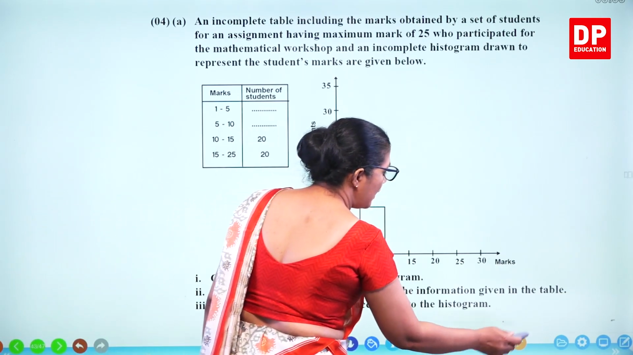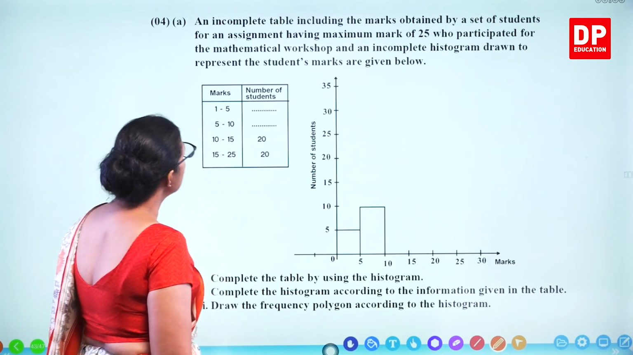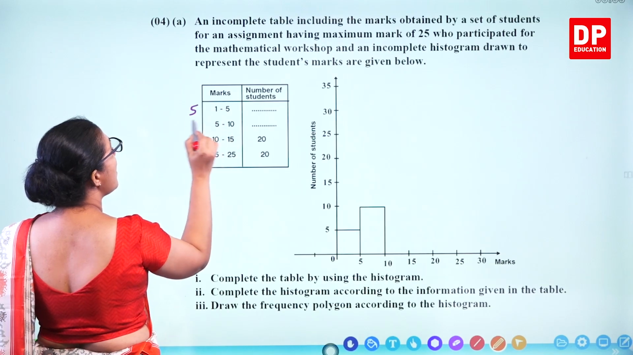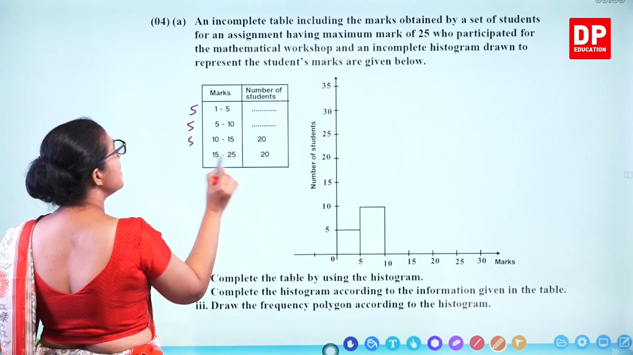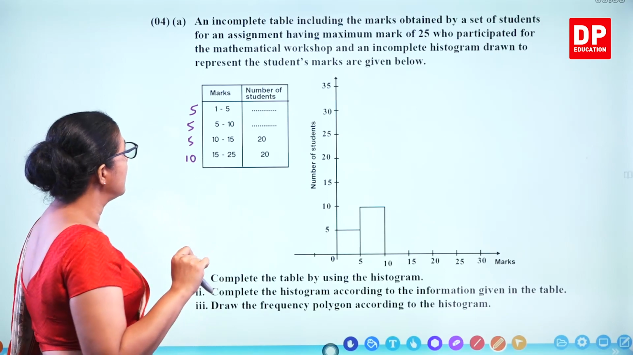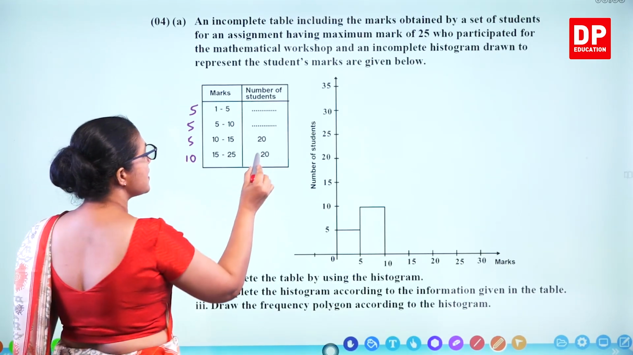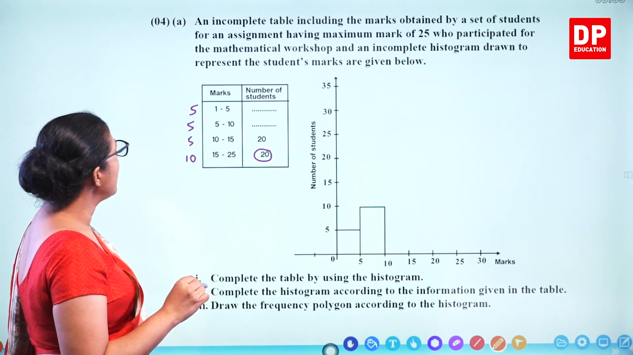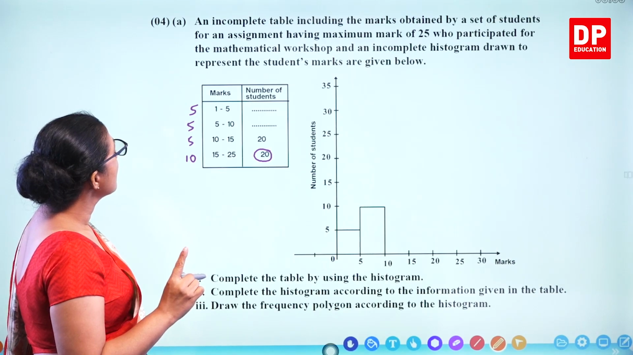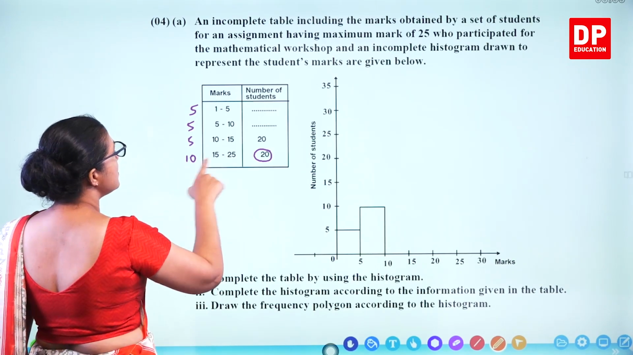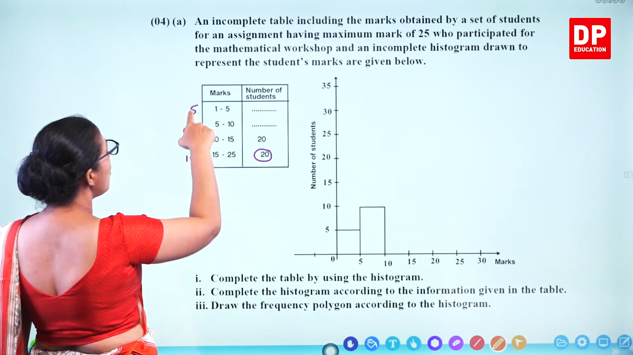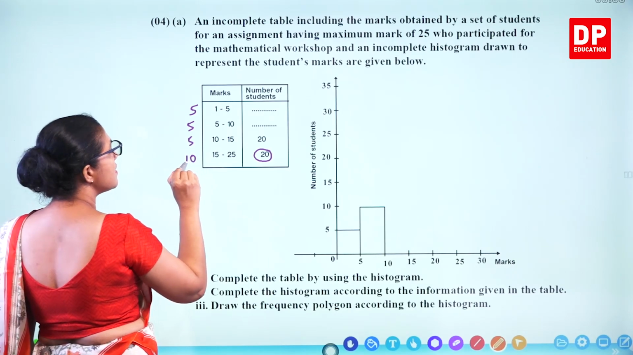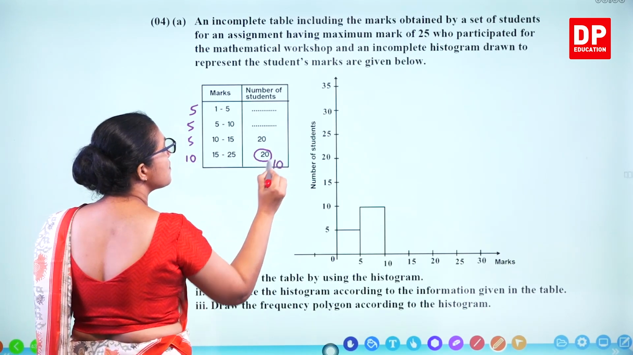So look at carefully the intervals first. The width of the intervals, this is like 5, 5, 5, but here 10. So that means you can't represent this value. So you can divide by 10. Or here if you divide by 5, all these, this is divide by 2. So that this becomes 10 now.